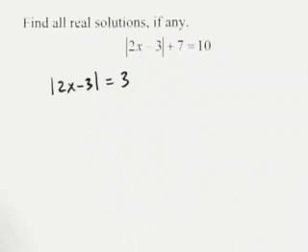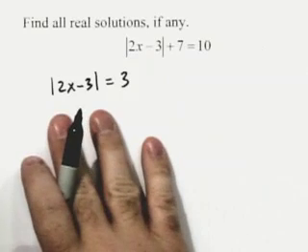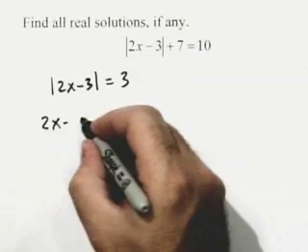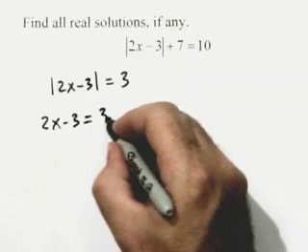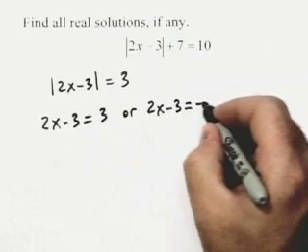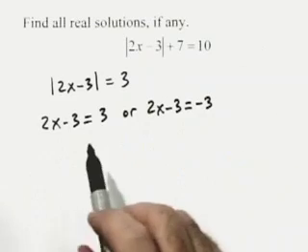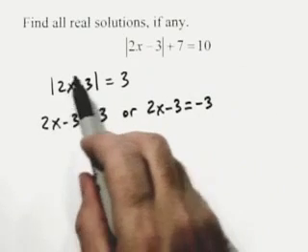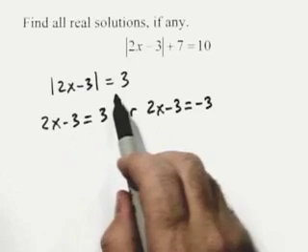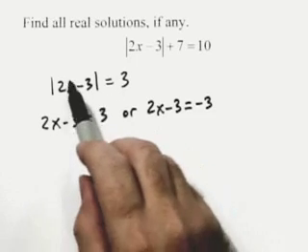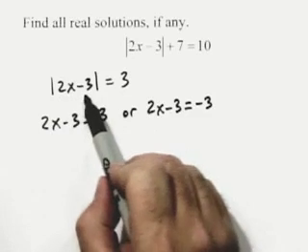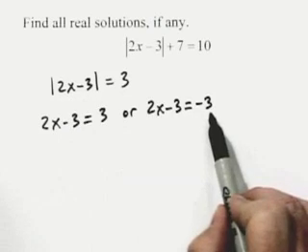is equal to 3. At this point, we eliminate the absolute value sign by writing 2x minus 3 is equal to 3, or 2x minus 3 is equal to negative 3. The idea here is that we're taking the absolute value of something that equals 3. The absolute value represents the distance from 0 on the number line, so that could be 3 or negative 3. So we set the quantity that's inside the absolute value equal to 3 or negative 3.